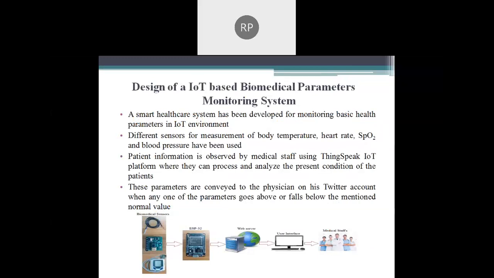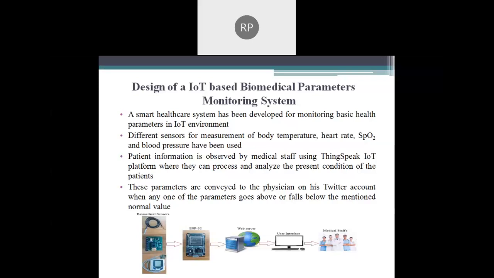Next, madam. Next slide. Next, the IoT-based biomedical parameter monitoring system. Here also, all the biomedical sensors are attached to the NodeMCU unit, and next they are attached to the web server and user interface. And finally, they are indicated by means of the medical staff.